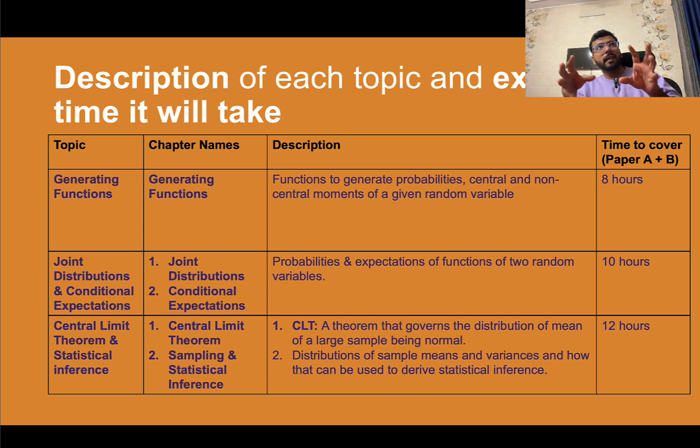What that means is that if you have a sample and if you want to infer something about the large population out of which this sample has been derived, how do you do that? What distributions of the sample do you use to derive inference about the population? That is what sampling and statistical inference talks about.